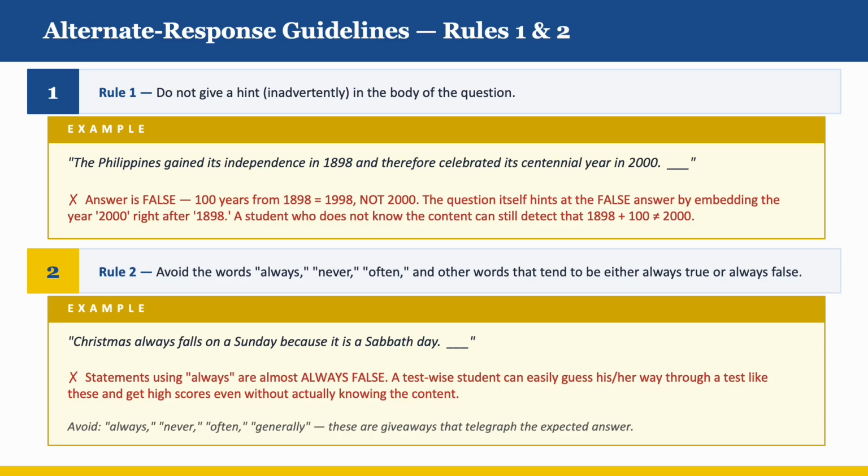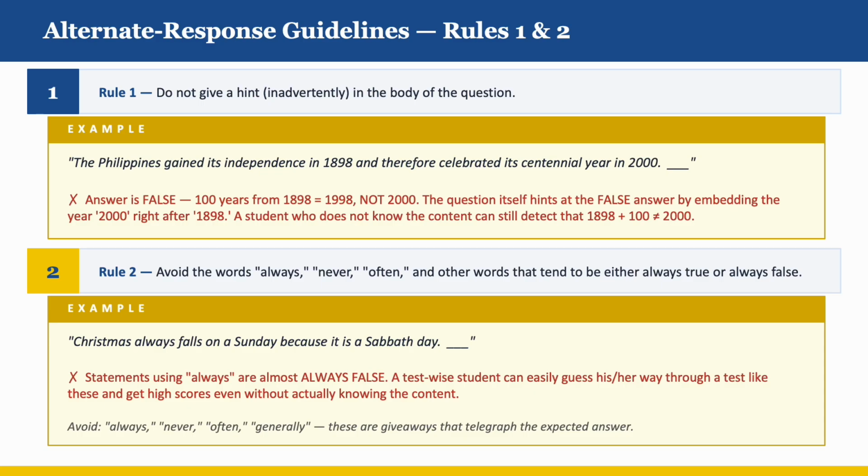Do not give a hint in the body of the question. Pay attention to this because they are among the most commonly violated rules. For example, the Philippines gained its independence in 1898 and therefore celebrated its centennial year in 2000. Now, if you know your history, 100 years after 1898 is 1998, not 2000. So the answer is false.